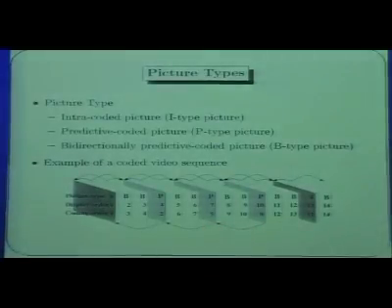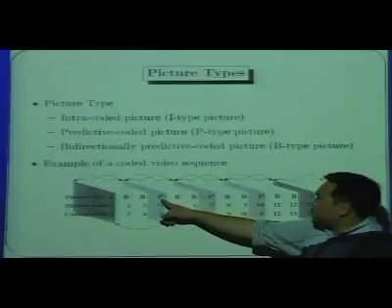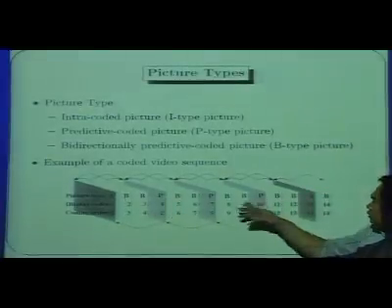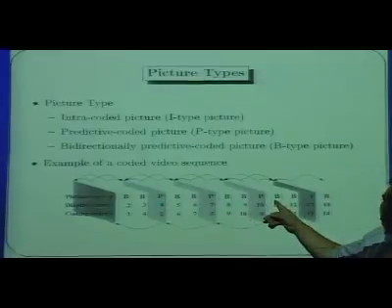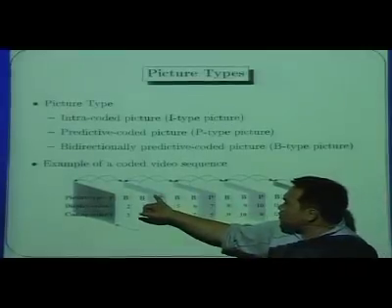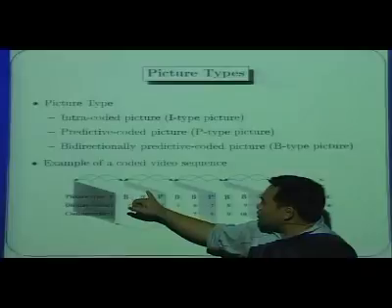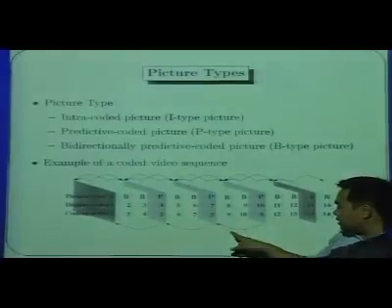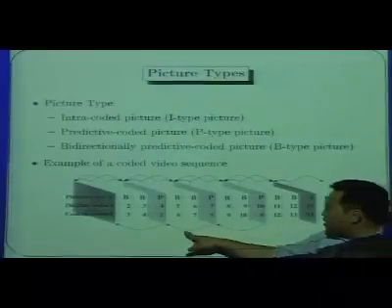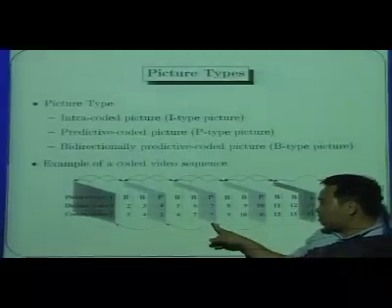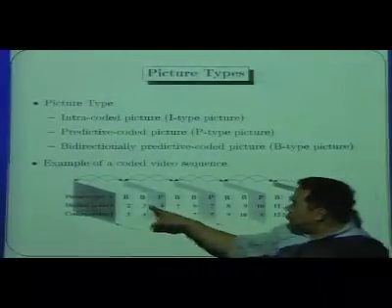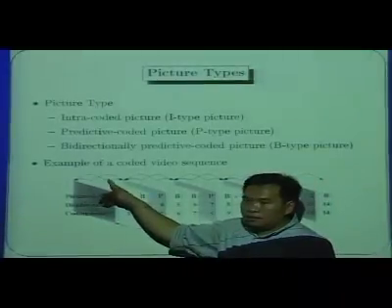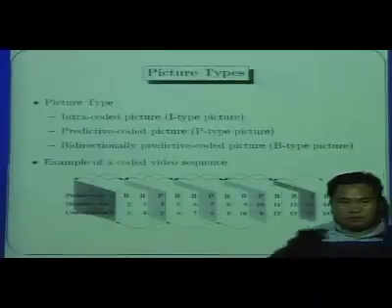And then you predict the P frames. There are 3 P frames, and so on. This P frame is predicted by the I frame. And then the B frame is predicted by the I and P frames. It's both-way prediction.